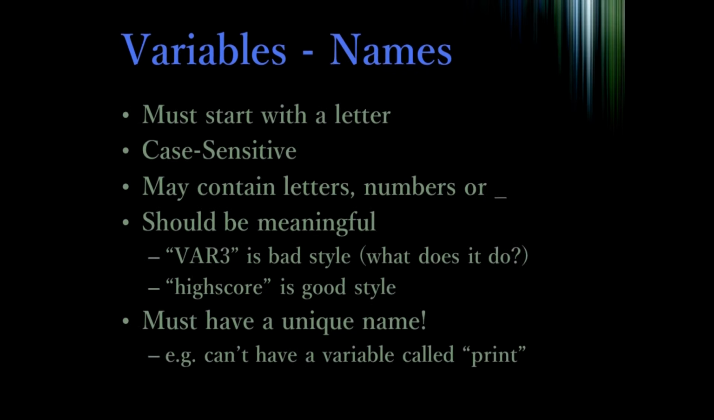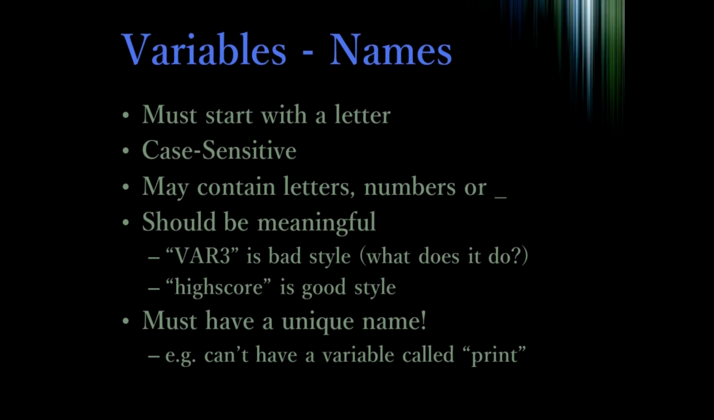There are restrictions on what you can name variables. They must start with a letter. They're case sensitive, so capitals do matter. They can contain letters, numbers, or underscores. And in general, they should be meaningful. So anytime you have a variable, you should name it something that if a stranger were to try to read your code, they would kind of understand what you were trying to do.